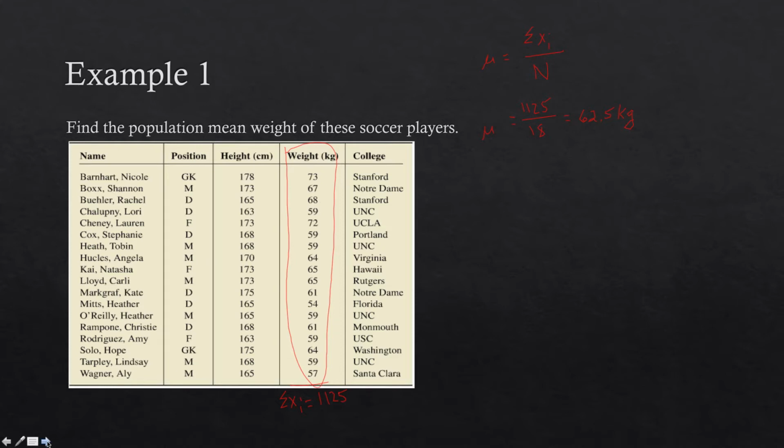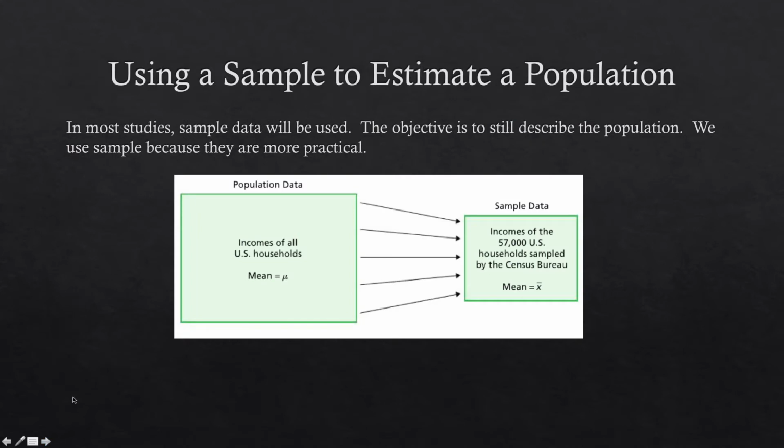All right, now if you remember, when we were choosing samples earlier in the class, we wanted to choose a representative sample so that we could describe the population.